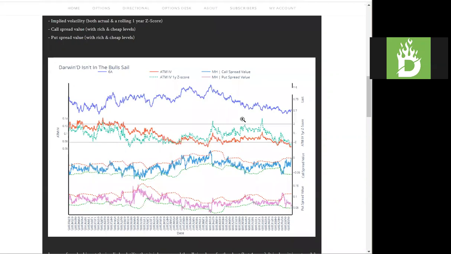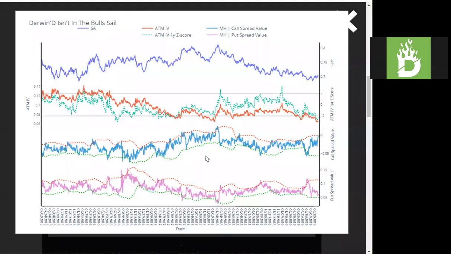So this highlights some of the metrics that we keep an eye on, and where we've progressed with our tools. Let's just run through these. We've got price, I6A. This is the continuous futures contract. You can see this has been in a steady downtrend, which is no surprise.